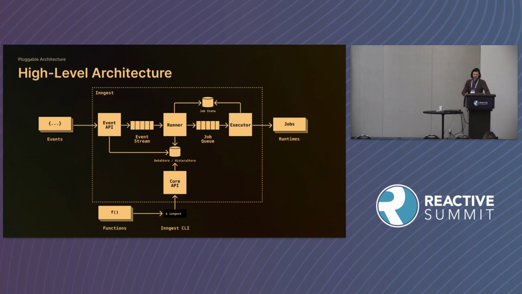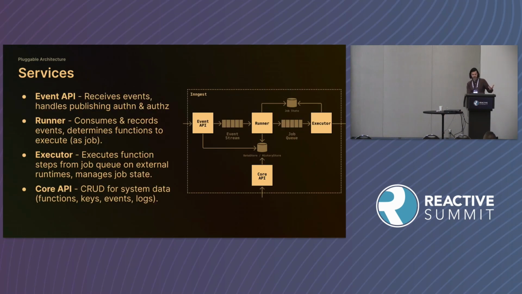I'd like to briefly break down this system and share what each component does, starting with the services. This is the event API. It receives events, and handles authentication and authorization of these clients that are publishing events with their own keys. This acts as a buffer to the event stream, and it also ensures that the system is highly responsive.